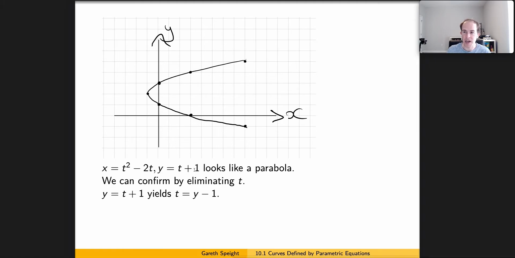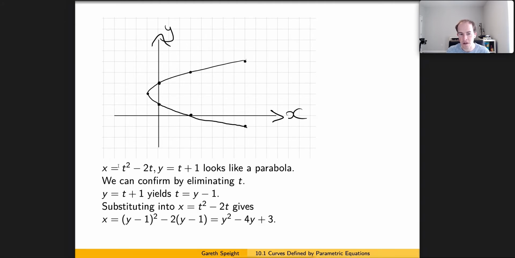So let's just rearrange to get rid of our parameter. We are trying to get rid of t here. So y equals t plus 1, that's the simpler equation. The other one will be kind of hard to solve for t. But the easier one to solve for t is y equals t plus 1. We get t is equal to y minus 1. And then we plug that into our equation for x to get rid of the t in that equation.